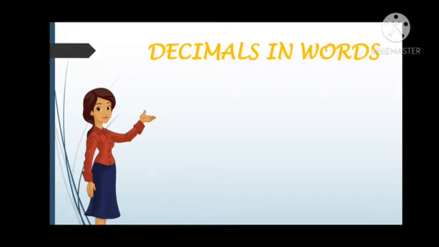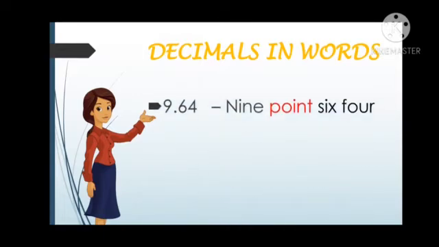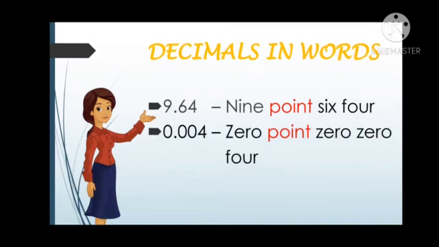Now, let us learn about how to write decimals in words. We will write it as we will call it, like 9.64. So, we write spelling of 9, then spelling of point, then spelling of 6 and 4. Similarly, 0.004 as 0.004.